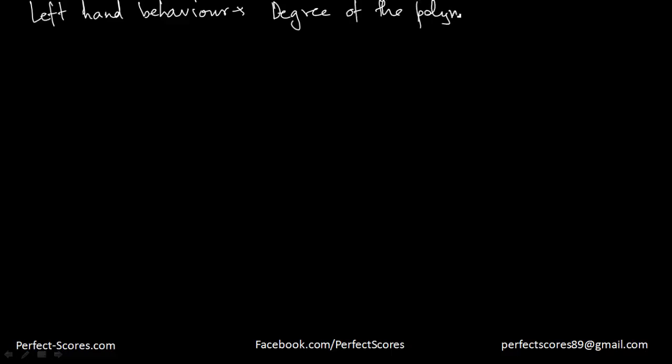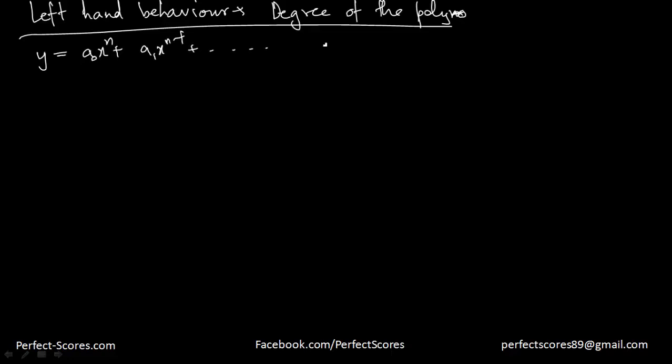Now let's talk about the left hand behavior. What do you mean by the left hand behavior? That is something we find out from the degree of the polynomial. So what do you mean by the degree of a polynomial? Suppose I have a polynomial a times x to the power n plus a0, a1 x to the power n minus 1 and so on. The highest value of n here is equal to the degree of the polynomial. If the degree is 2, it's a quadratic function. If the degree is 3, it's a cubic function. If the degree is 1, it's a linear function.